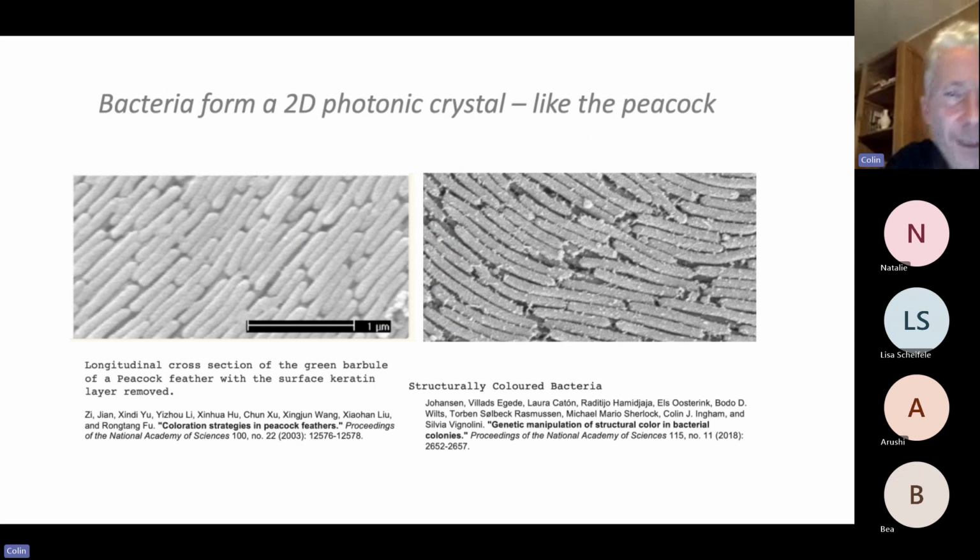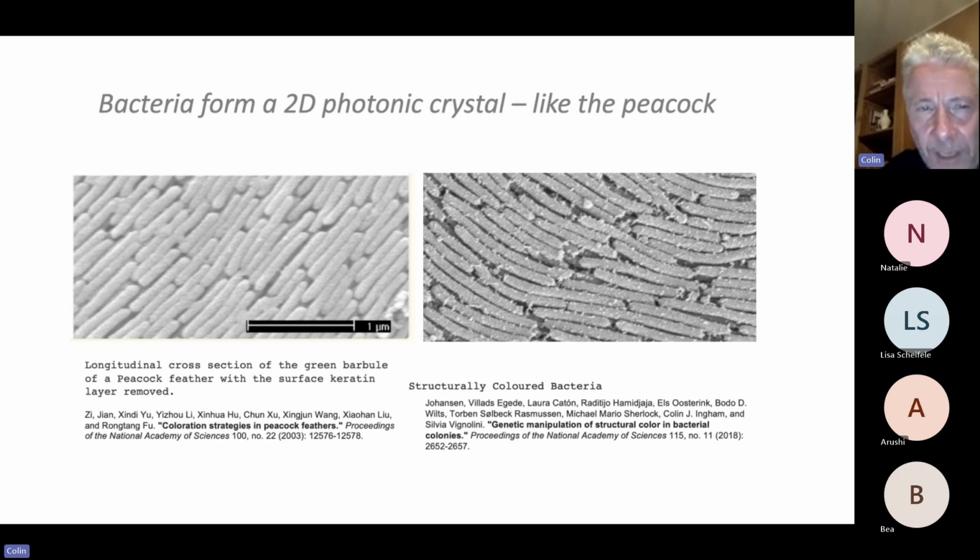I just wanted to say one thing more about form and function. Because this is all about geometry and alignment and spacing, if something produces a similar optical effect, it may well look quite similar too. So this is part of a peacock feather to the left. It's been a bit messed with. People have removed some structures because they wanted to image a particular bit of it, so not all pictures of a peacock feather look like this. And then to the right, structurally colored bacteria. And it is no surprise they look the same.